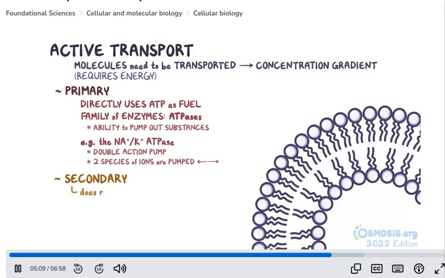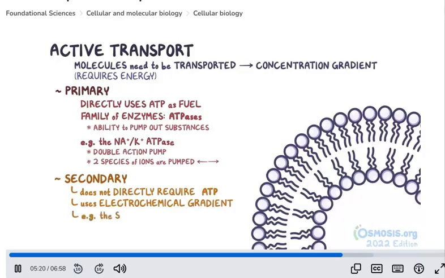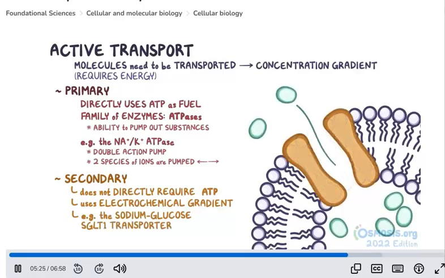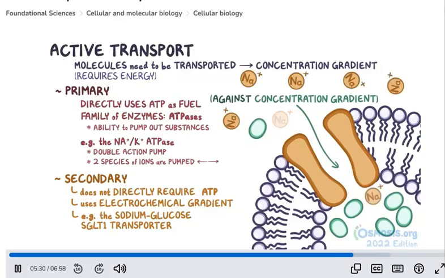Secondary active transport does not directly require ATP, but uses an electrochemical gradient, just like the one made using the sodium-potassium ATPase. An example is the sodium-glucose SGLT1 transporter, which pulls a molecule of glucose into the cell against its concentration gradient, along with 2 sodium ions that move along their concentration gradient. Since both sodium and glucose go in the same direction, this transporter is called a symport.